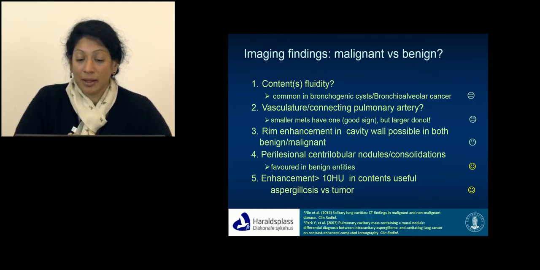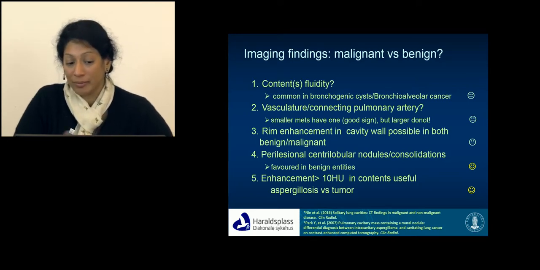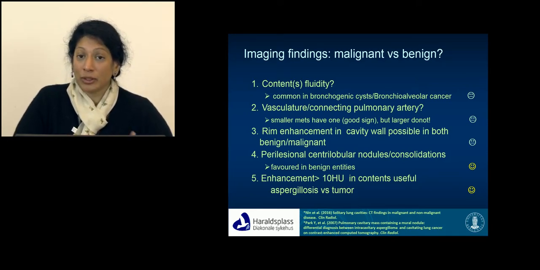That doesn't help. It does help that a relatively new study showed that perilesional centrotubular nodules or consolidations usually favor benign entities but do not exclude malignancies, but they favor them. And if you're wondering if a lesion is an aspergillosis or a tumor, you can try to see the contrast enhancement pre and post contrast, and if it's less than 10 HU, then it's most likely to be an aspergillosis.